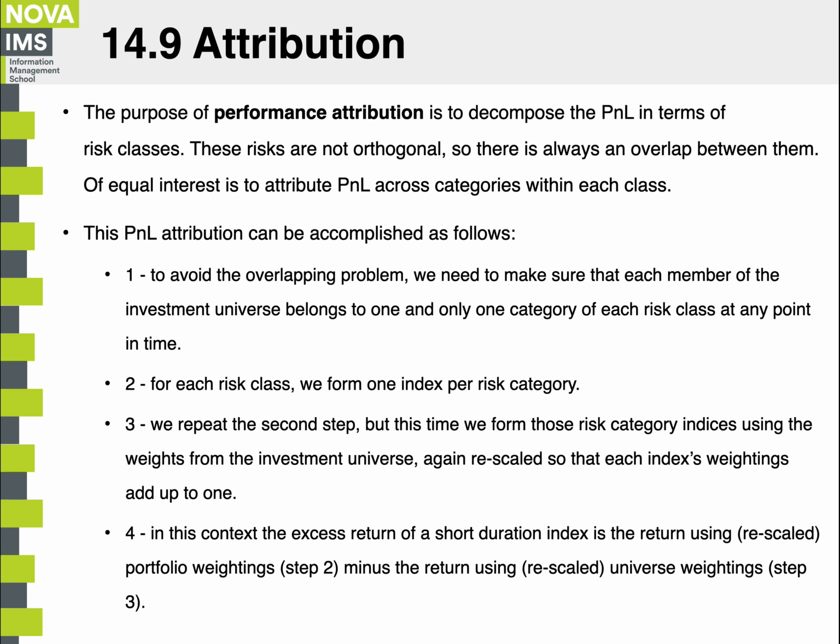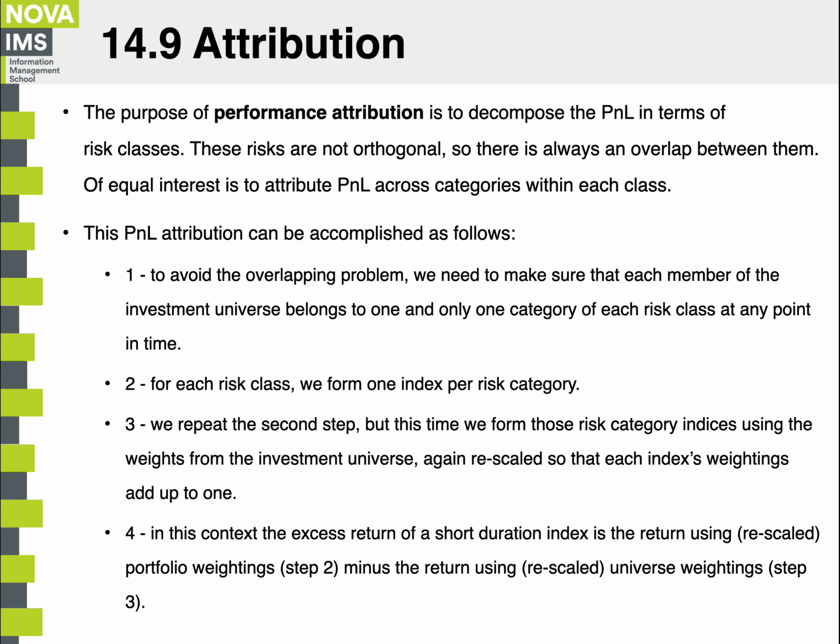Attribution. The purpose of performance attribution is to decompose the profit and loss in terms of risk classes. For example, a corporate bond portfolio manager typically wants to understand how much of the performance comes from his exposure to the following risk classes: duration, credit, liquidity, economic sector, or currency. These risks are not orthogonal, so there is always an overlap between them. It's of interest to attribute P&L across categories within each class, and this can be accomplished as follows.